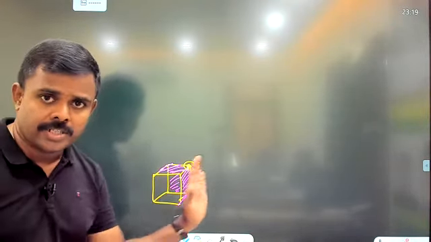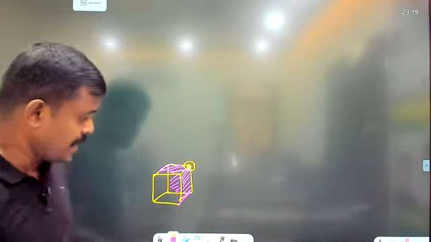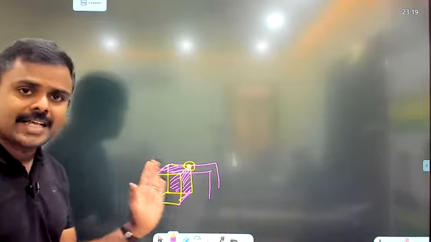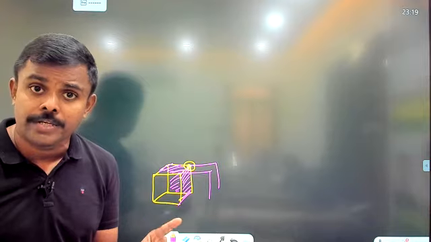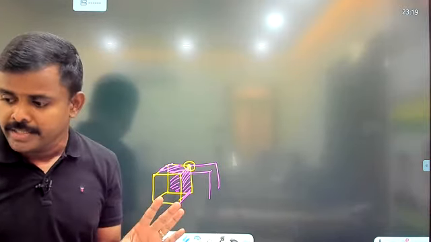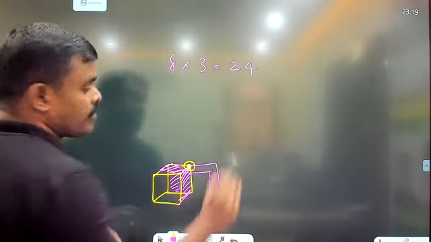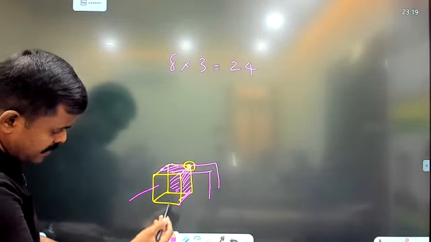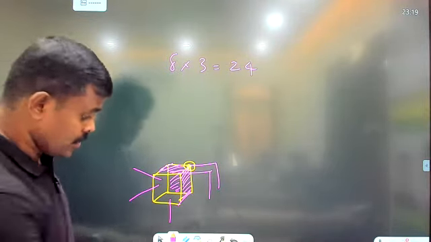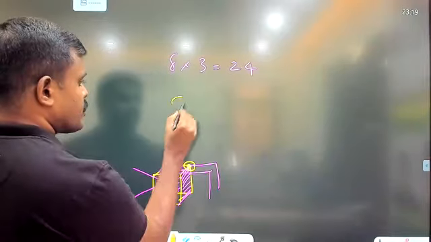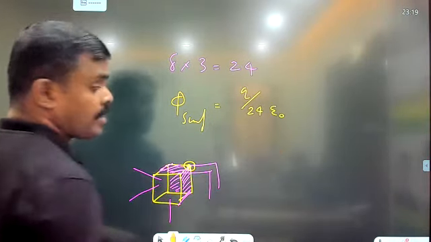Because there is a cube on the right side. There is a cube behind this. There is a cube above this. Am I correct? Which means that side is gone. Similarly, the back side is gone. The top surface is gone. How many surfaces are gone per cube? 3 surfaces. Only 3 are available per cube. So altogether, how many are available? 8 into 3, 24 are available. So flux through one surface, if they ask, is Q by 24 epsilon 0.